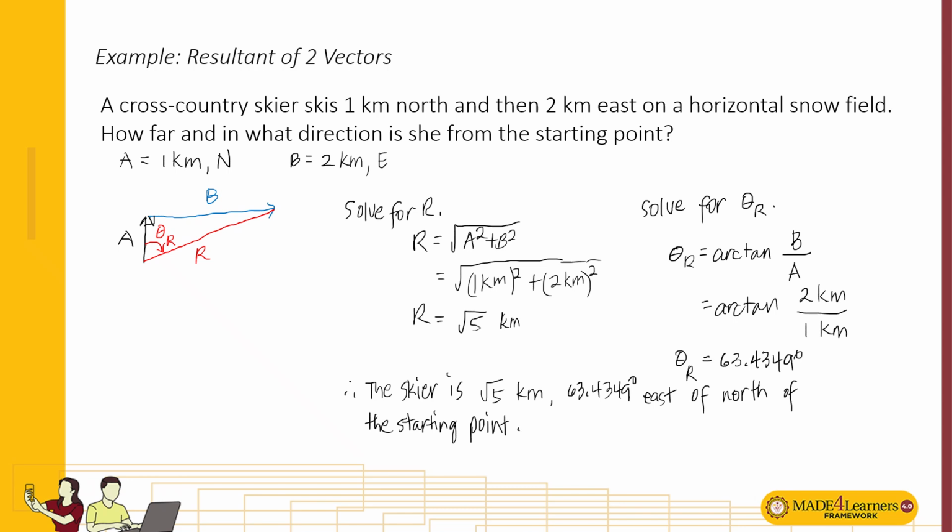So if you want to use the angle outside the triangle, you may do so. Make sure to describe the angle properly. If you want to use standard position, then the angle should be measured from here and not from the vertical direction. So if standard position, then it's 90 minus 63.4349 degrees.